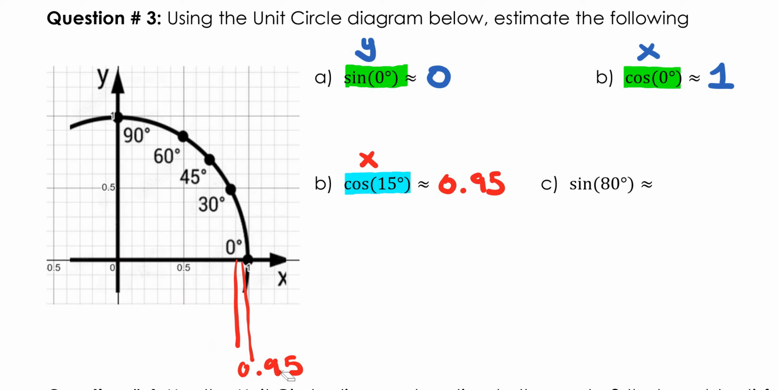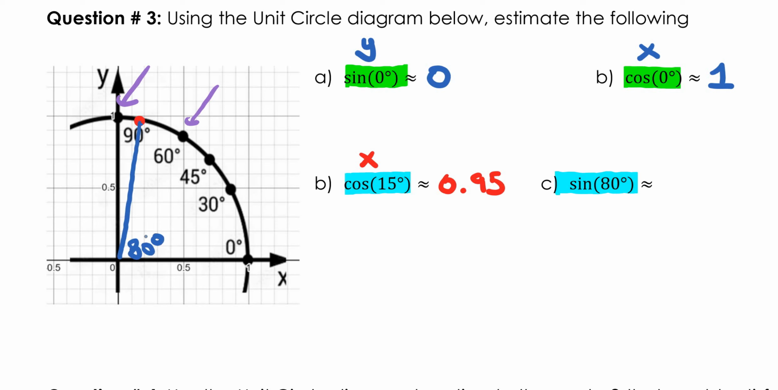Okay, great. And now we need to find sine of 80 degrees. Well, this is 90 and this is 60, so maybe 80 degrees is somewhere here. So for sine 80 degrees, maybe it's around there. This could be 80 degrees. So now I need to draw the triangle there. So this is about 80 degrees. And what's that height right there? If I go straight across, this height is, I don't know, maybe another 0.95 again. It's pretty high there, right?